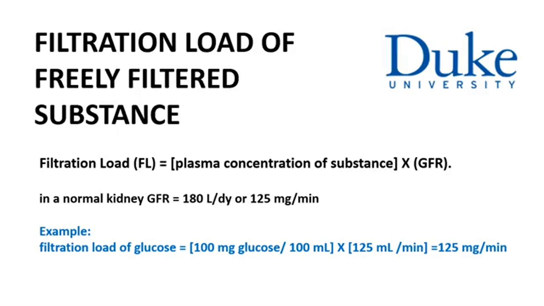Now, there's one other concept that we need to talk about, and that's called filtration load. The filtration load is simply the plasma concentration of the substance times the glomerular filtration rate. So in a normal kidney, the glomerular filtration rate is 125 milliliters per minute, or 180 liters per day.